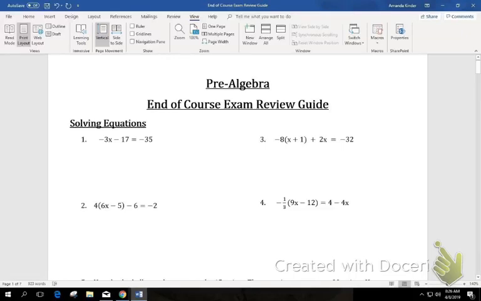So this starts our review for our end of course exam. All right, we're going to start off by solving these equations. Notice, guys, these are definitely not your typical one-step equations, are they? They're all pretty involved. And I'm really proud of how you guys did in the classwork part.